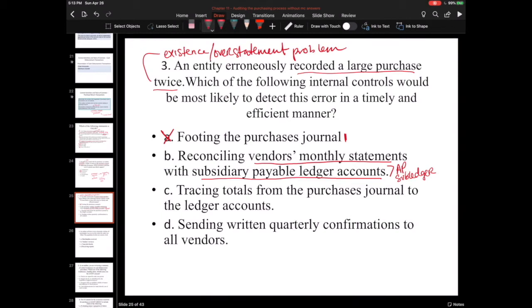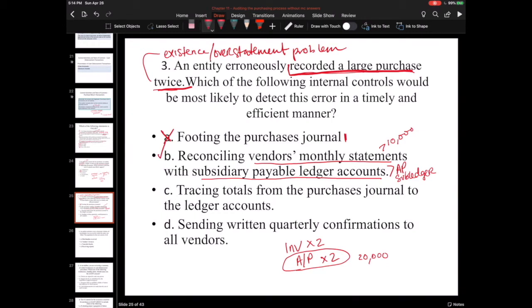And the reason why it sounds like it could work to me is I presume when I recorded this purchase twice, the journal entry must have been something along the lines of debit inventory, credit AP, or something like that. And I just did it times 2. So in that way, when I compare the AP subledger to the vendor statement, the AP subledger is going to say I owe them $20,000, and the vendor statement is going to say I only owe them $10,000. So B seems like it should work, but I'm going to keep reading to see what the rest of these controls say.